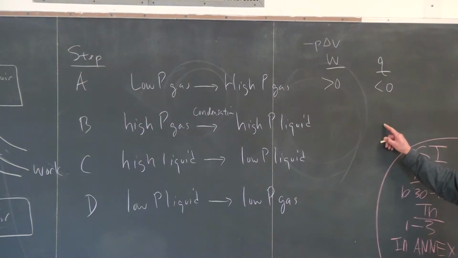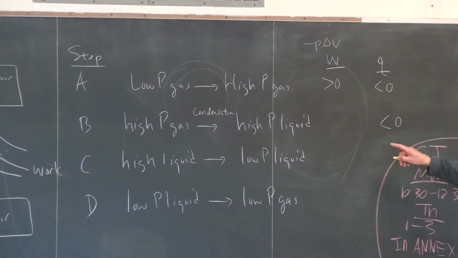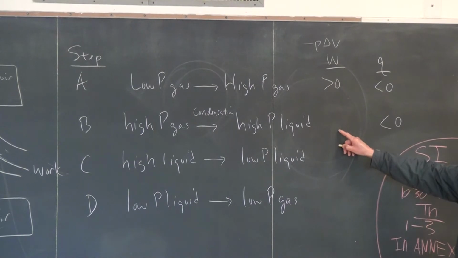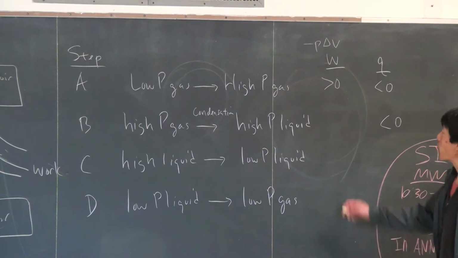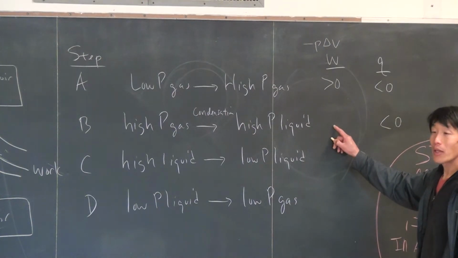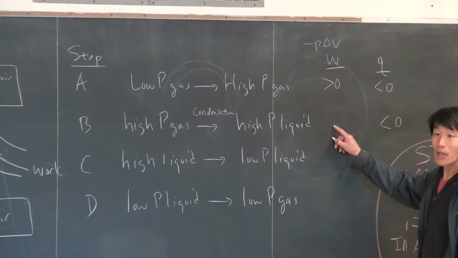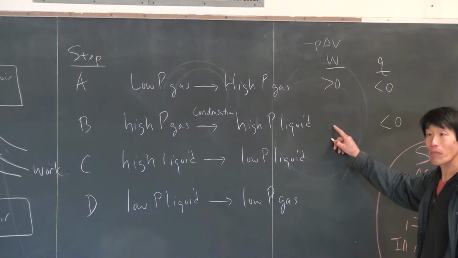Okay, so Q is less than 0 this time. So again, condensation is an exothermic process. Now, is work greater than 0 or less than 0? How do we know it's greater than 0? It takes work to change the state. Yeah, so if work is greater than 0, that means that the environment or the surroundings has to supply work to the system. If work is less than 0, that means that the system is producing work on the surroundings.